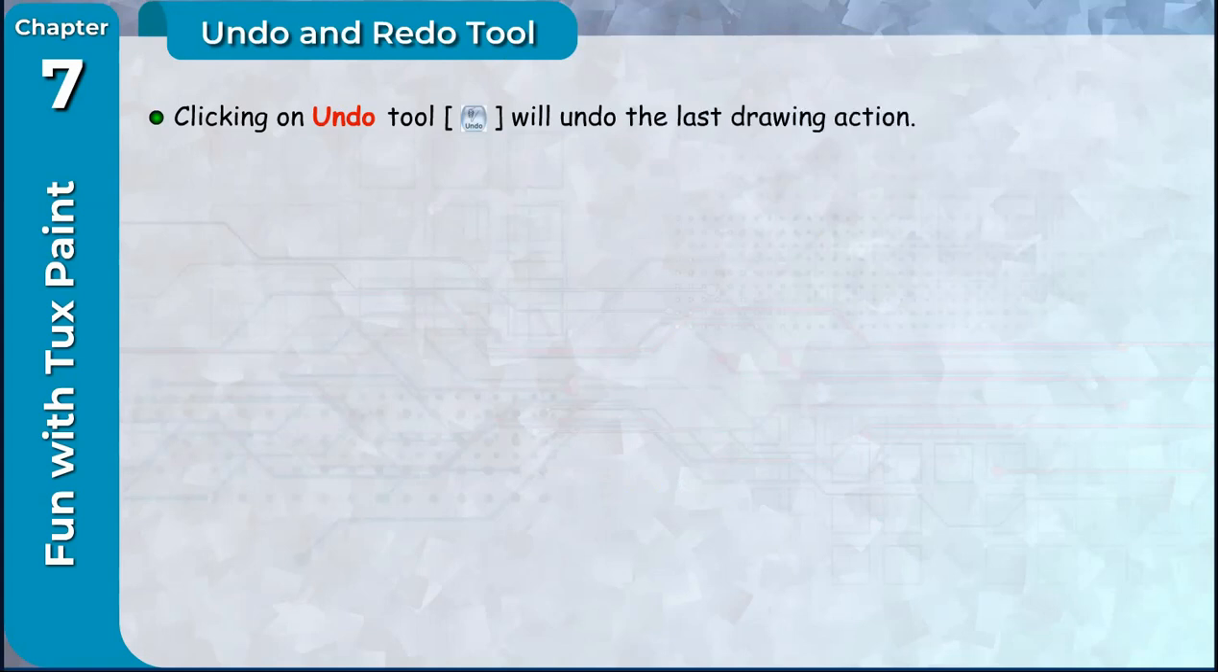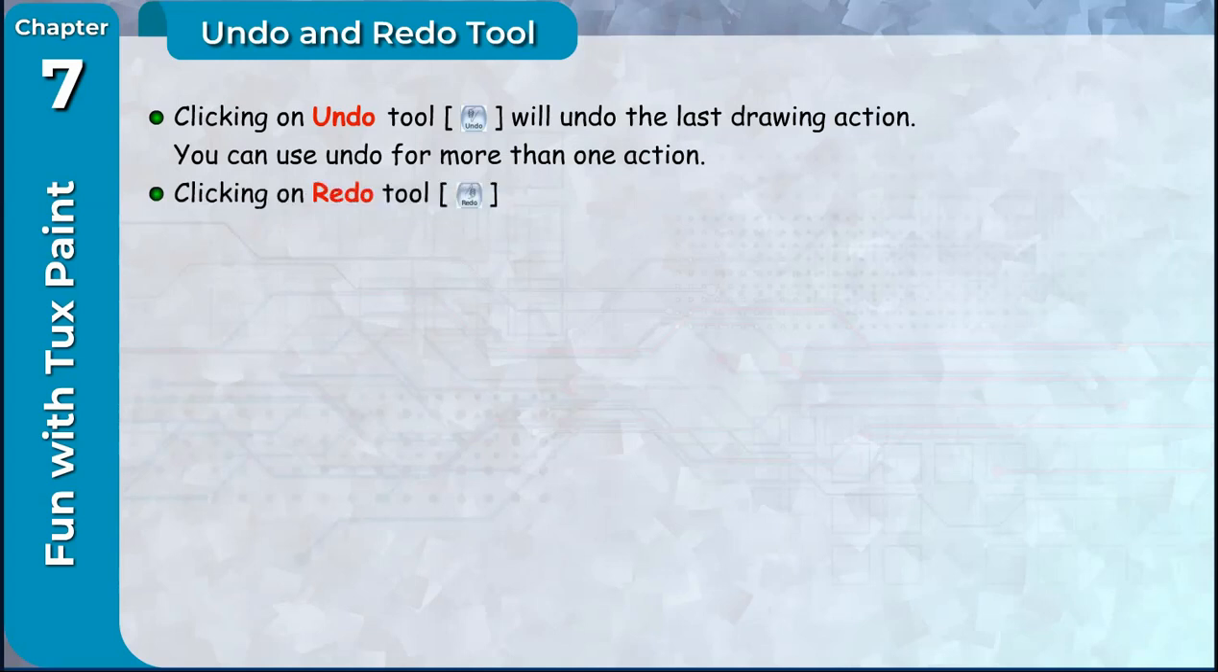Undo and Redo tool. Clicking on the Undo tool will undo the last drawing action. You can use undo for more than one action. Clicking on the Redo tool will redo the drawing action you just undid with the Undo tool.